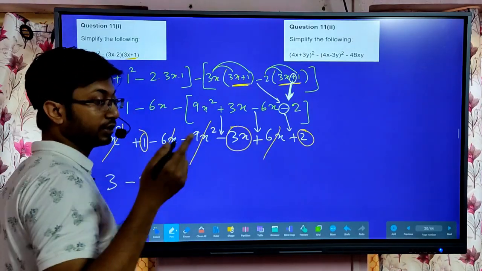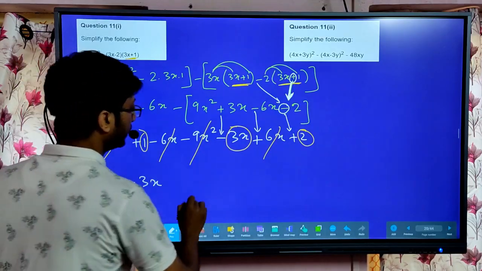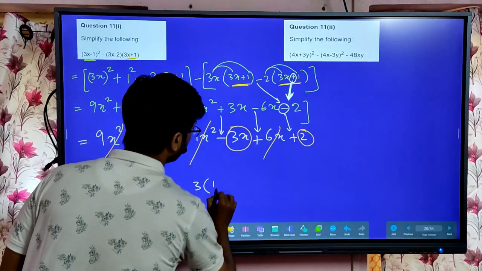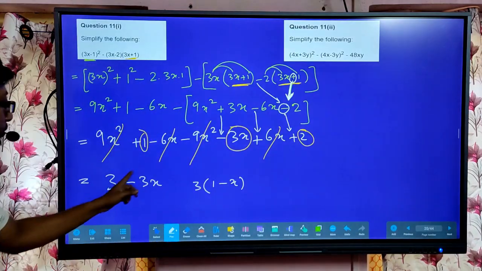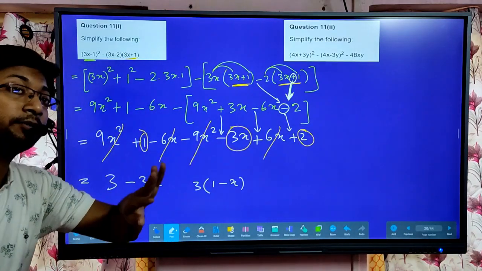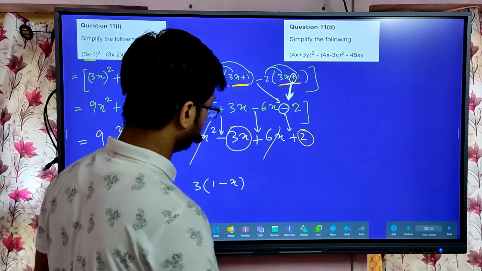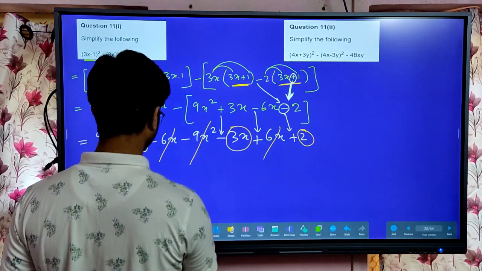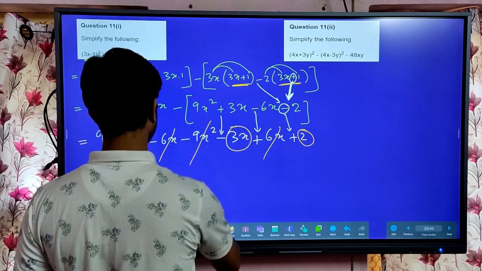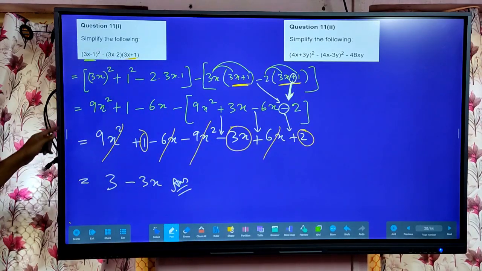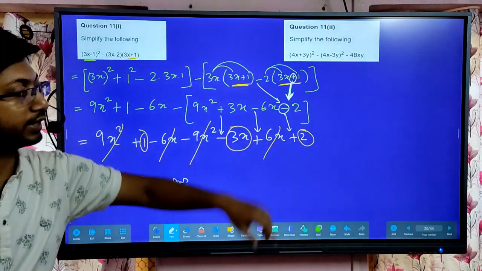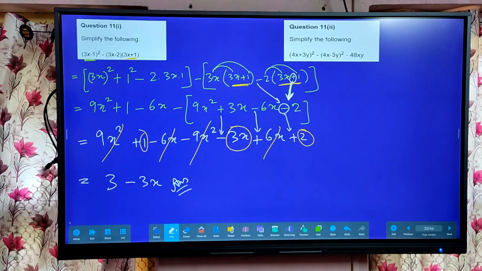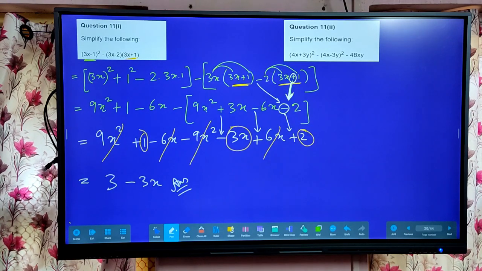If this chapter would have been factorization, then you would have taken 3 as common and written like this. But this chapter is expansion, so this is not the correct answer. This is the correct answer. Okay, you write it down. I will clean the board and we will solve the next question. Pause the video, write it down, and then I will move on to the next question.